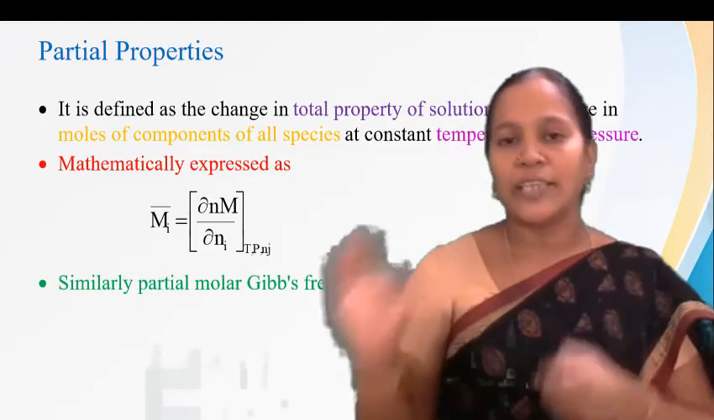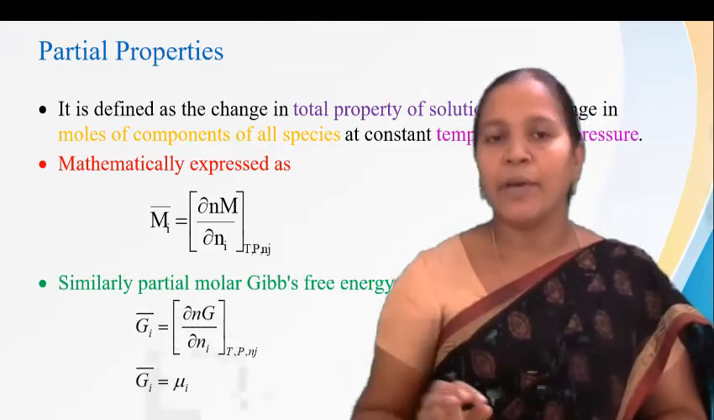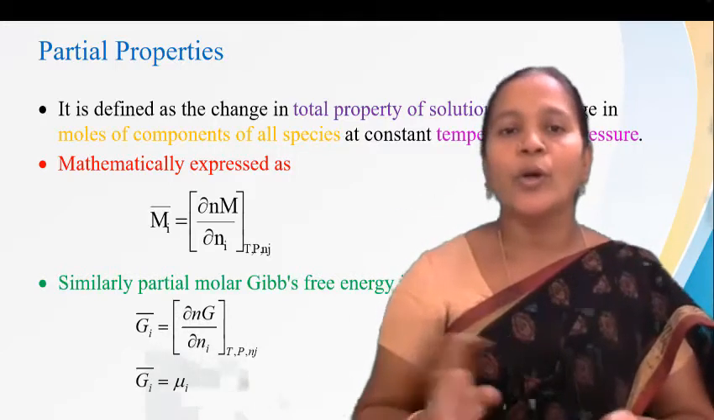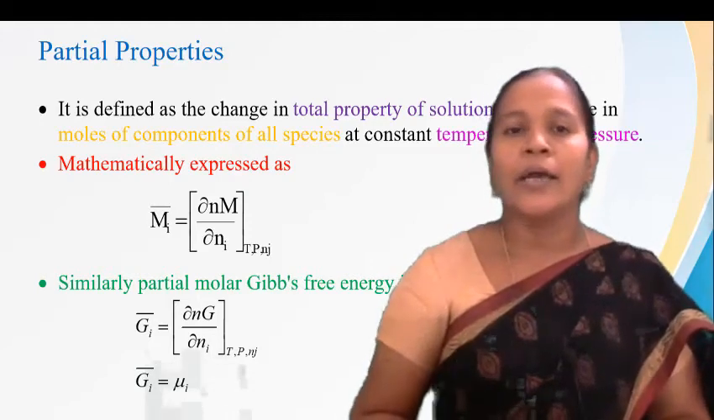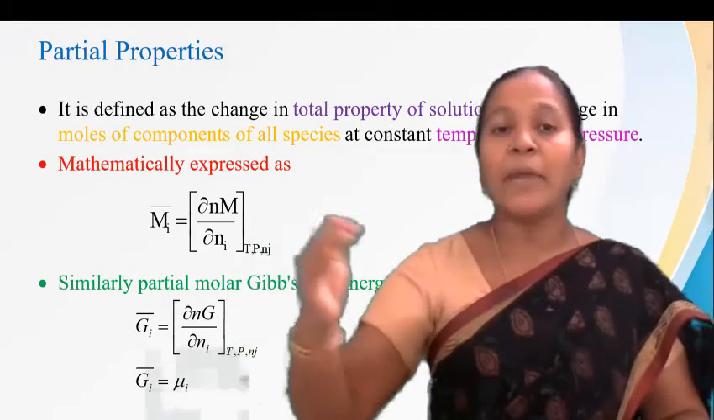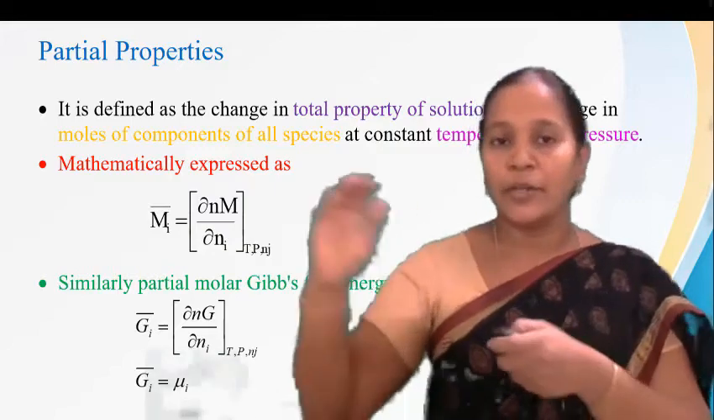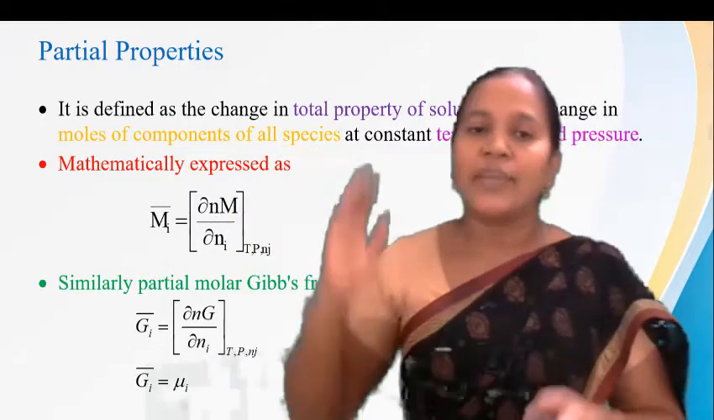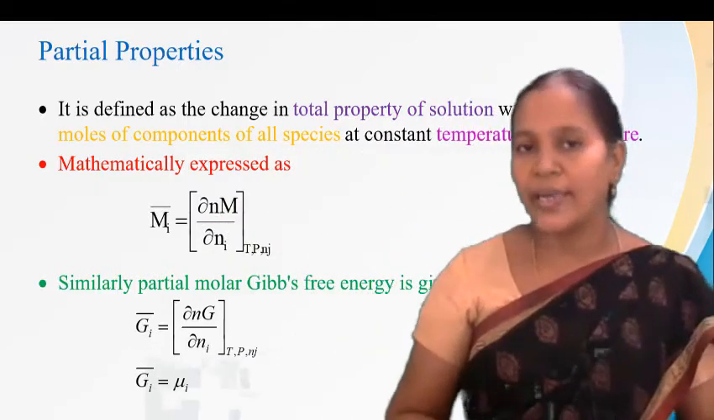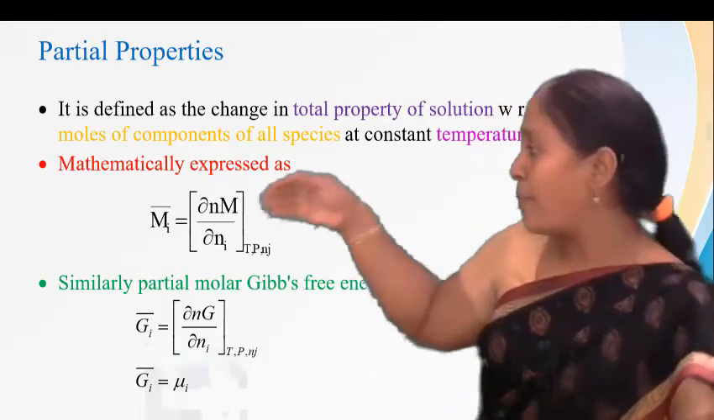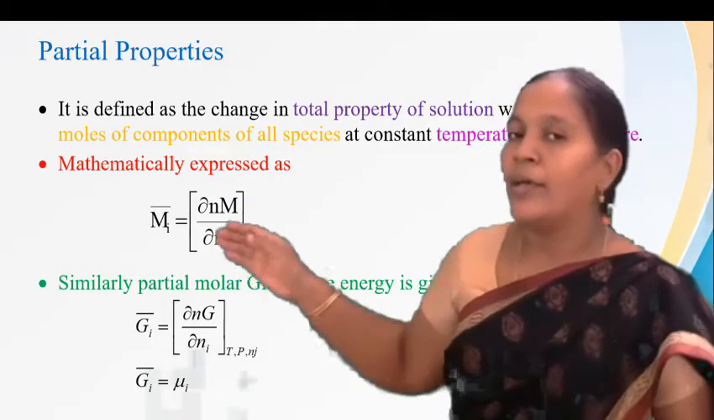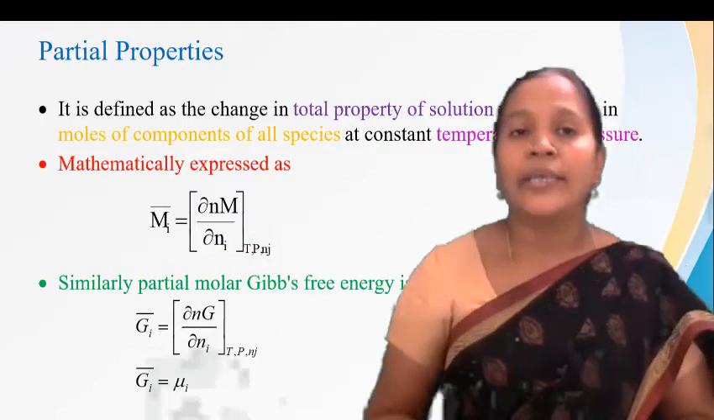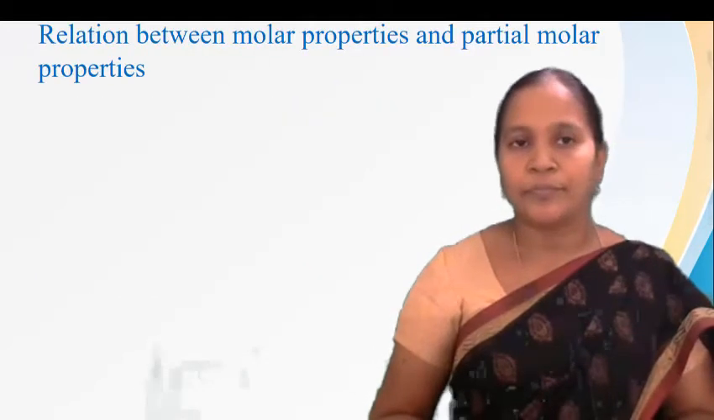Similarly, partial molar Gibbs free energy is given by Gi bar is equal to dou of Ng by dou Ni. Here, compare the equation Mi bar is equal to dou of Nm by dou Ni with Gi bar is equal to dou of Ng by dou Ni. Therefore, Gi bar is equal to mu i. Therefore, partial molar Gibbs free energy is equal to chemical potential.